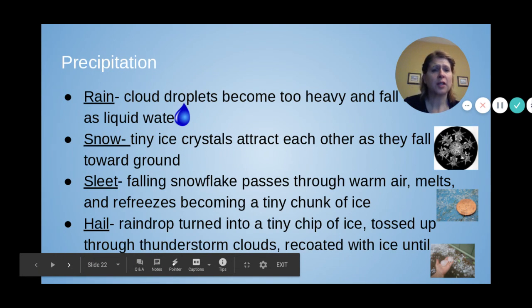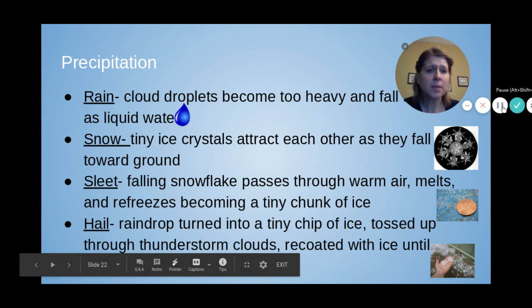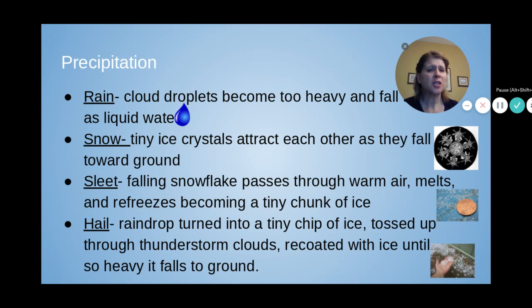Now, we talked about the three storms: thunderstorms, hurricanes, and tornadoes. Now, precipitation is the next thing. We talked a little bit about precipitation when we were talking about rain gauges. So precipitation is any type of solid or liquid that comes from the sky.